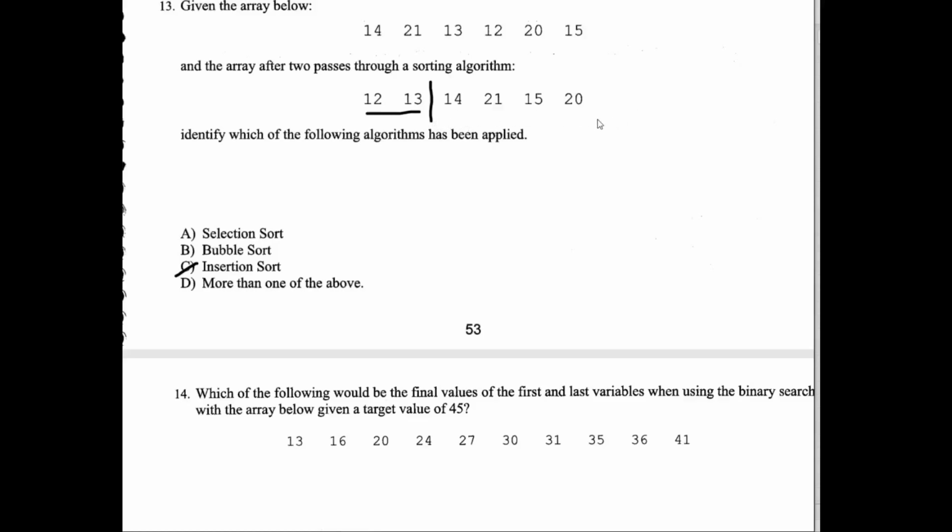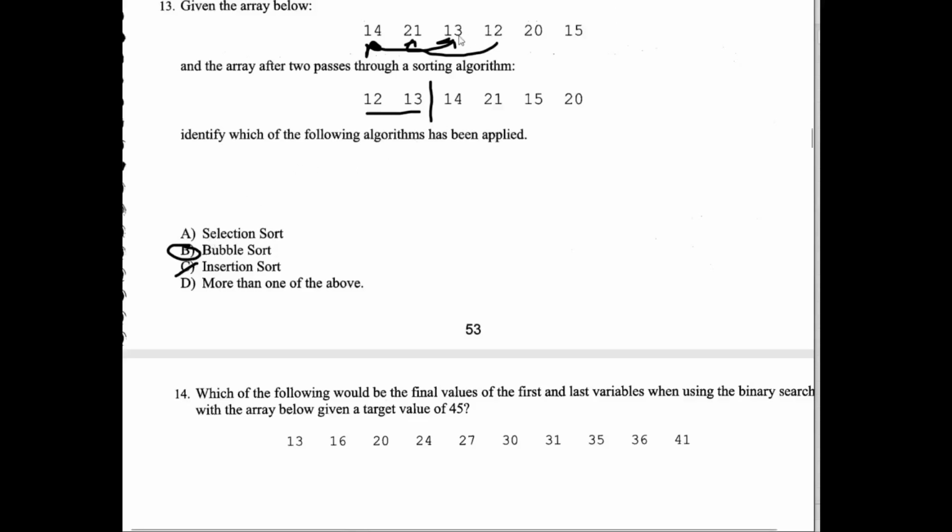Look at what the unsorted list looks like, and that's going to change depending on which sorting algorithm has been applied. In this case, if we were to do selection sort, it would find the 12 and switch the 12 with the 14, and then it would find the second lowest value, which would be 13, and switch the 13 with the 21. So the order would be 12, 13, 21, 14, but we see that it is 14, 21 instead of 21, 14, so we know that it must be a bubble sort.